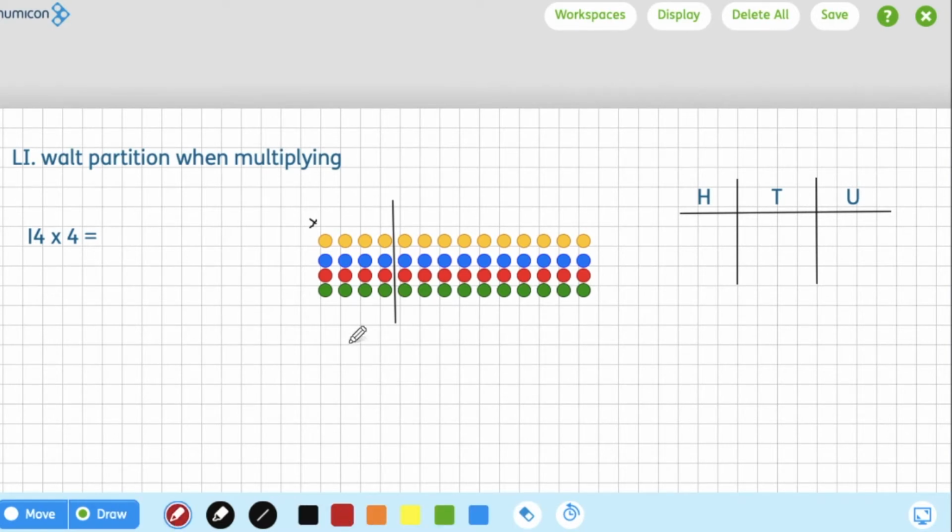On one side, I have 4 times 4, so 4 across the top times 4 down. And over here, I have 1, 2, 3, 4, 5, 6, 7, 8, 9, 10. 10 times 4. 10 across the top and 4 down. And just like we did yesterday, all I'm doing is partitioning my 14 into 2 bits. I'm partitioning it into a 10 and a 4. So now all of a sudden, I don't have to solve 14 times 4. I can just solve 4 times 4 and 10 times 4.